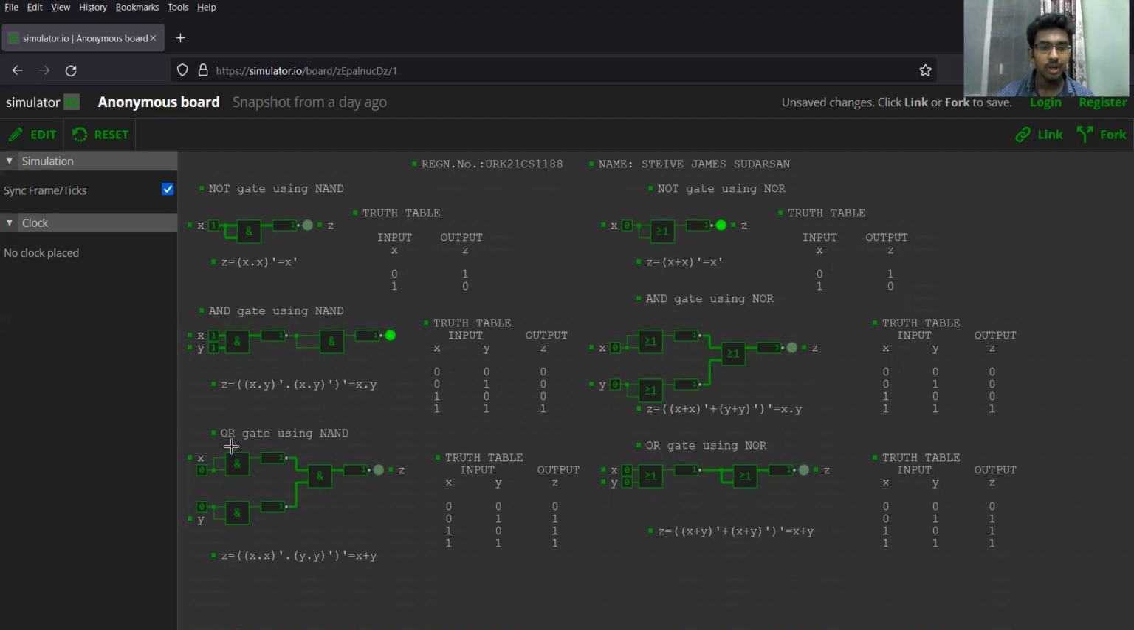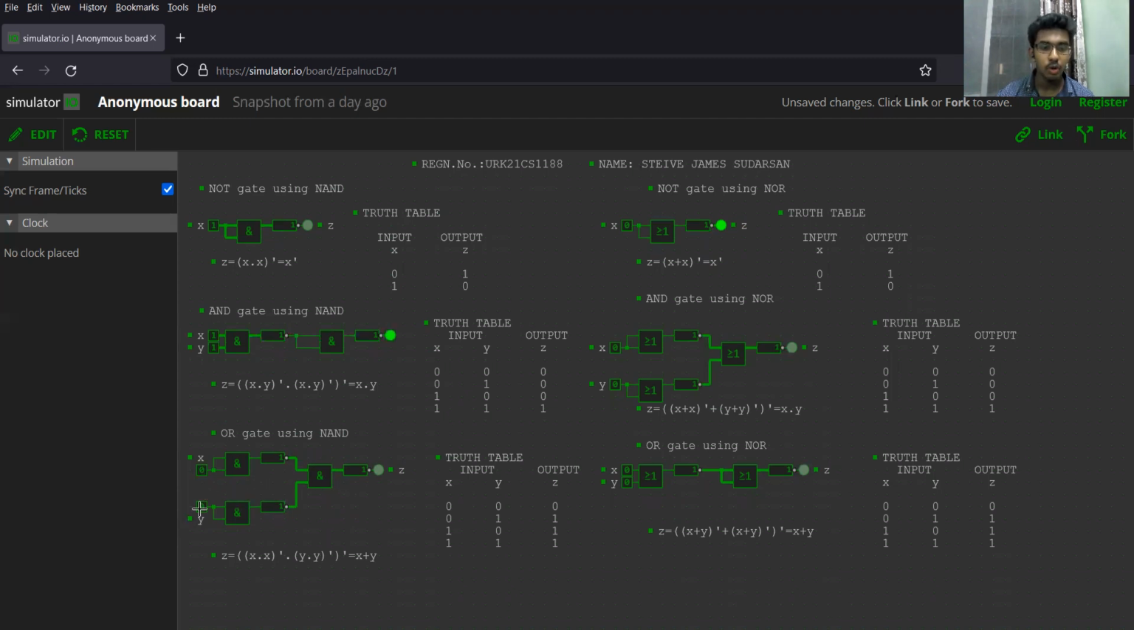Now we can move on to the OR gate using NAND gates. It is nothing but a bubbled NAND gate. Here we can see three NAND gates used for that. The first two NAND gates have their inputs combined, one with x and the other with y, and both outputs are then combined in another NAND gate. So we are using three NAND gates here.